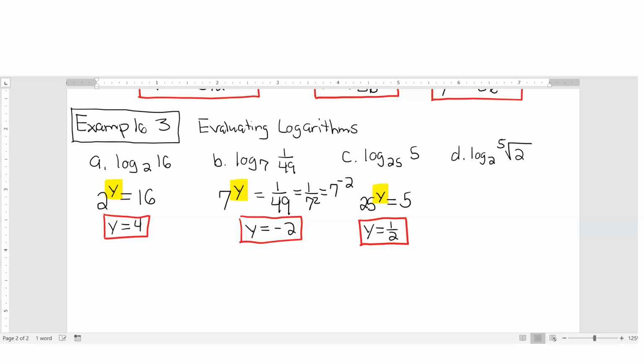5. And then in part D, our base is 2. We're looking for some exponent y that will give us the 5th root of 2. But remember your rational exponents. That can be written as 2 to the 1/5 power. And now our answer is y is 1/5. So you can get fractional answers when you evaluate logarithmic expressions. Just watch your exponents carefully.